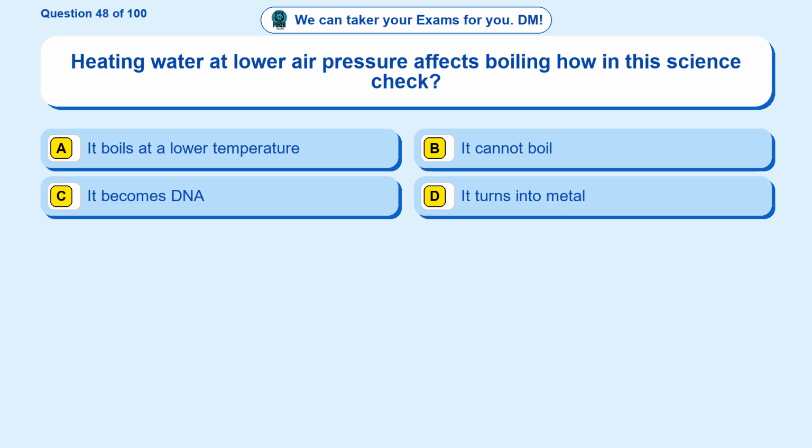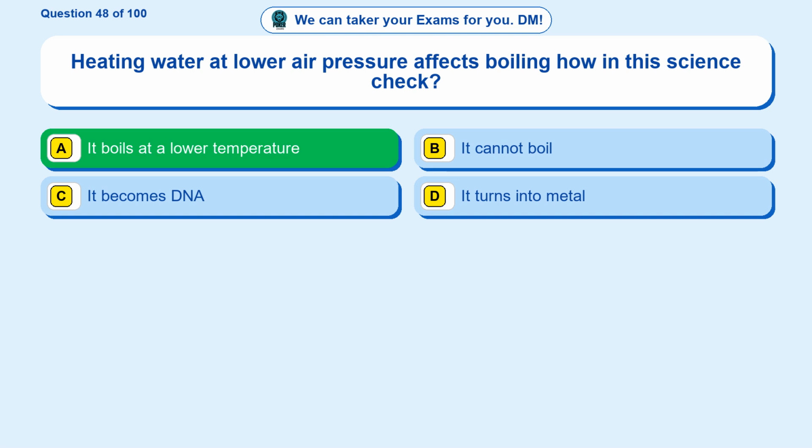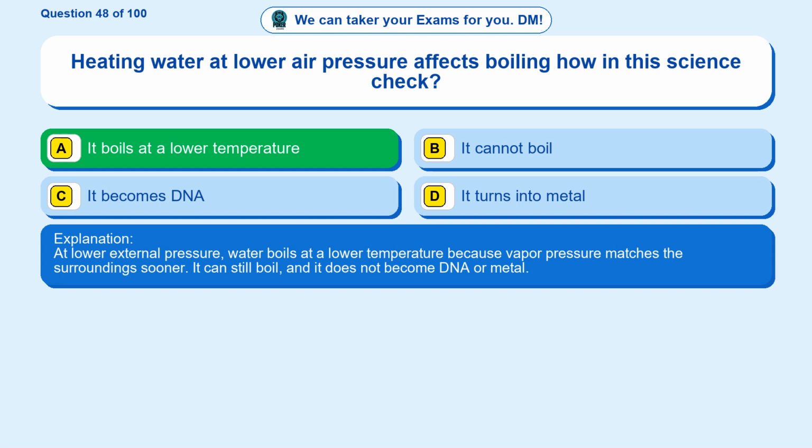Question 48. Heating water at lower air pressure affects boiling how in this science check? Option A. It boils at a lower temperature. Option B. It cannot boil. Option C. It becomes DNA. Option D. It turns into metal. The correct answer is option A. It boils at a lower temperature. At lower external pressure, water boils at a lower temperature because vapor pressure matches the surroundings sooner. It can still boil, and it does not become DNA or metal.